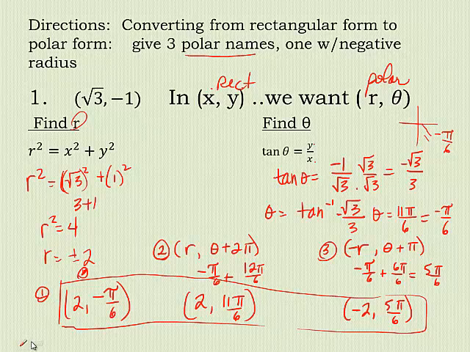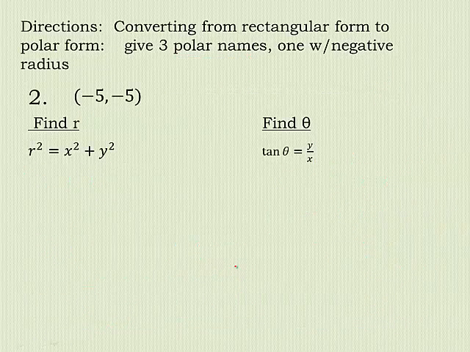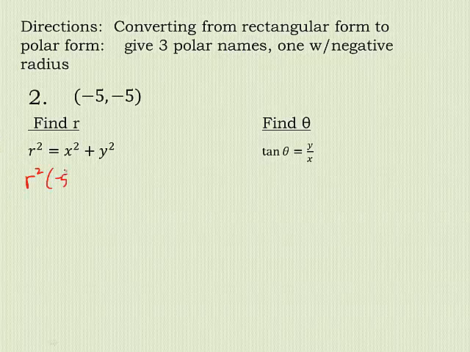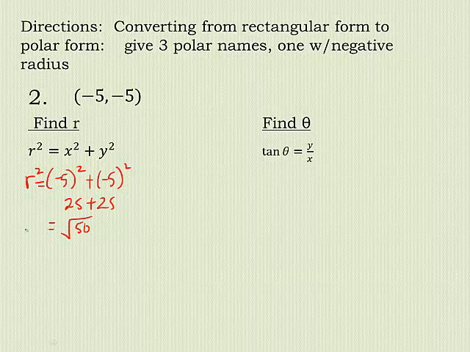All right, let's try another one. Negative 5, negative 5. So r squared will be negative 5 squared plus negative 5 squared. Well, that's 25 plus 25, or 50. So I'm going to have to take the square root of r squared. So r will be plus or minus the square root of 50, but remember that can be reduced. That's 25 times 2. 25 is a perfect square, so really this is plus or minus 5 square roots of 2. That is my r value.